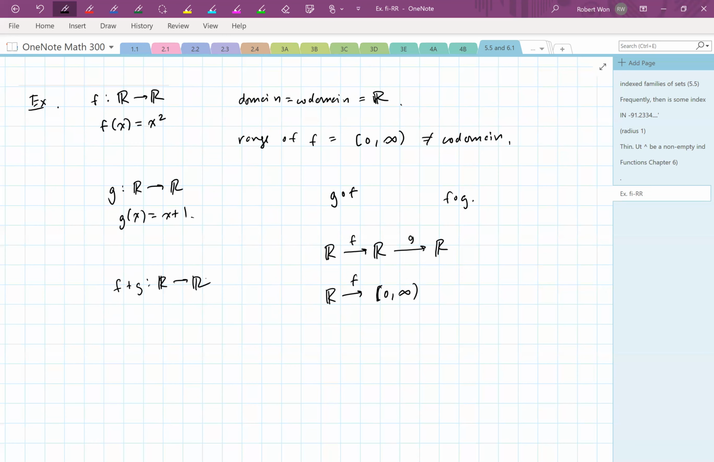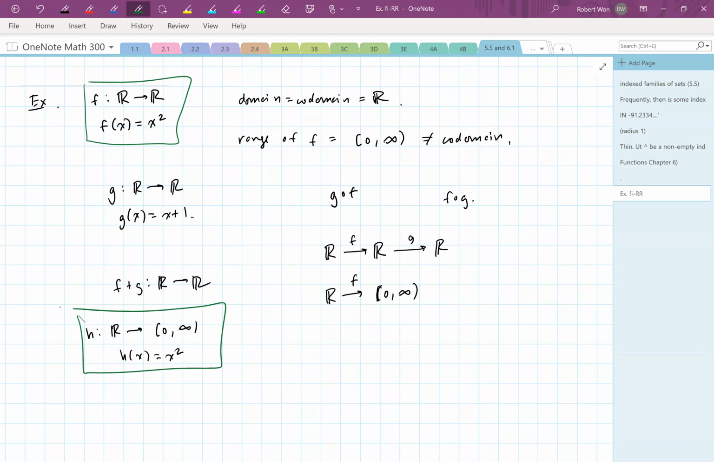Right? So really, you could define a new function. You could define h from R to [0, infinity), defined by h of x equals x squared. The point is that these two functions are different functions. Now, they have the same rule for every element of the domain, but since they have different codomains, you should regard them as different functions. A function is a domain, a codomain, and a rule.